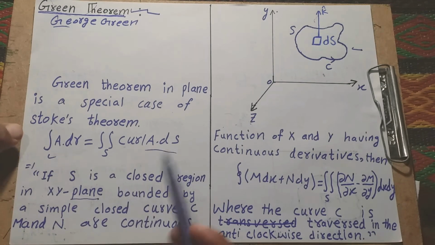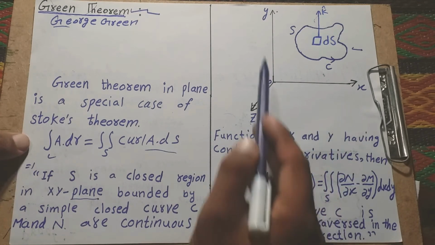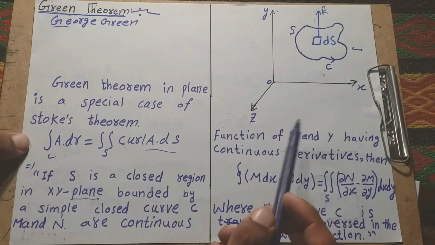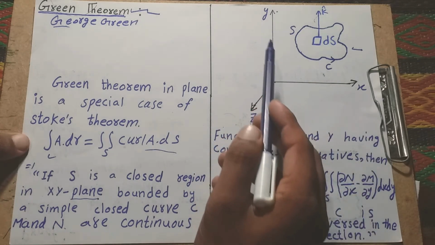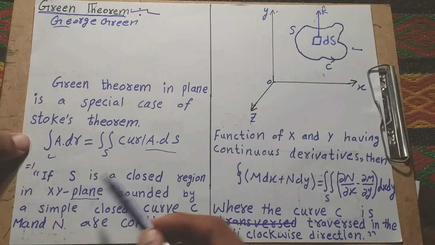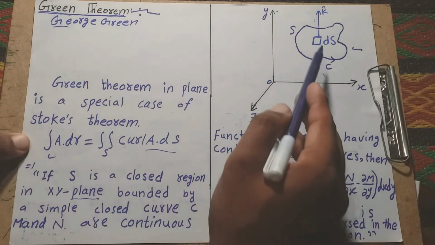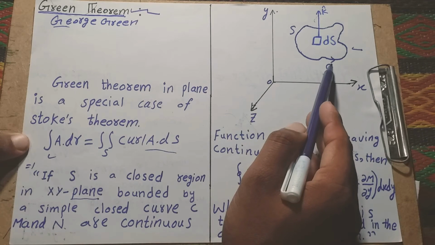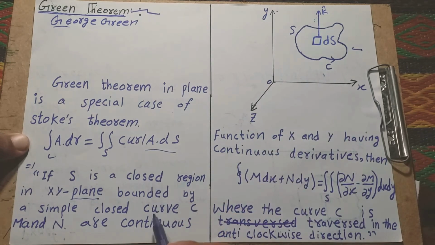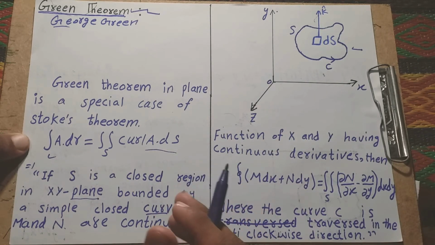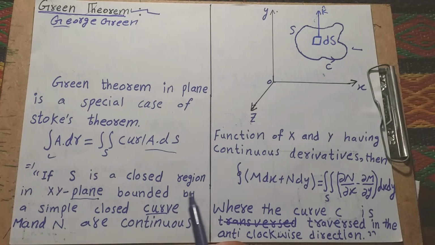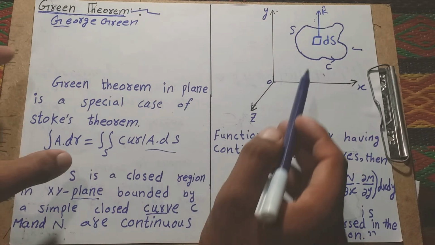The plane may be zx, zy or xy. Here we consider the plane xy bounded by a simple closed curve C. Bounded means closed by a simple closed curve C. This region is closed by the simple closed curve C. Here a simple closed curve means a circle, closed around a surface.